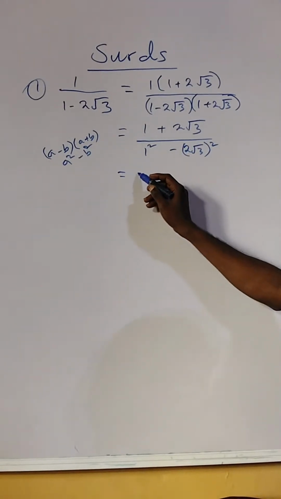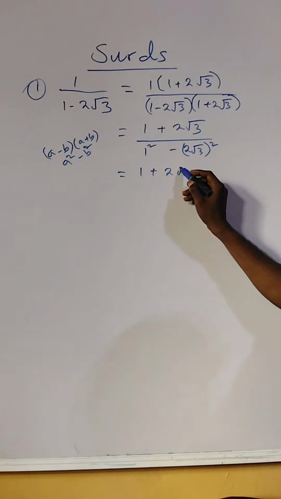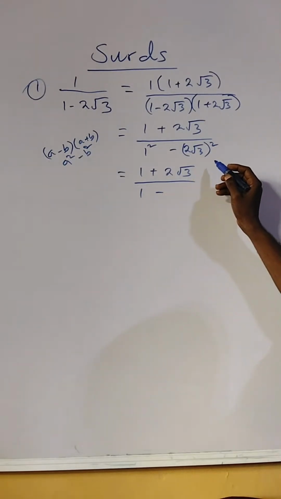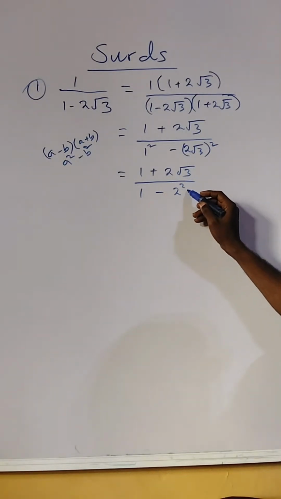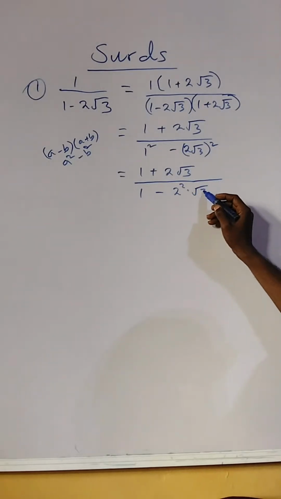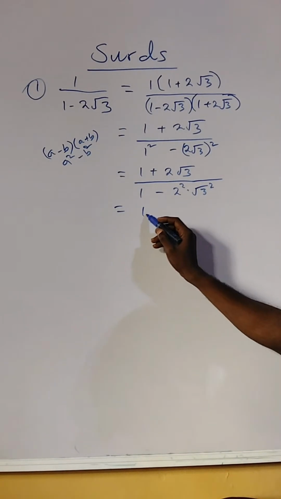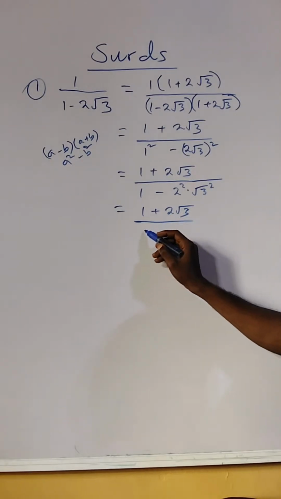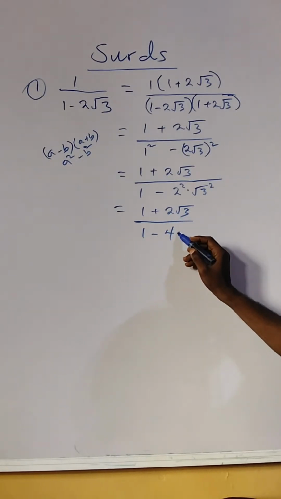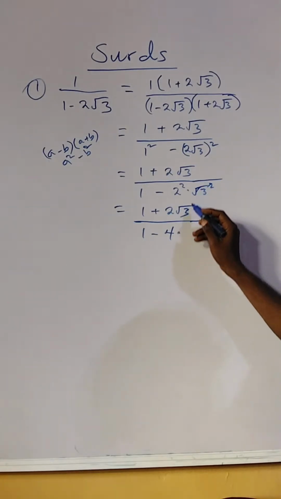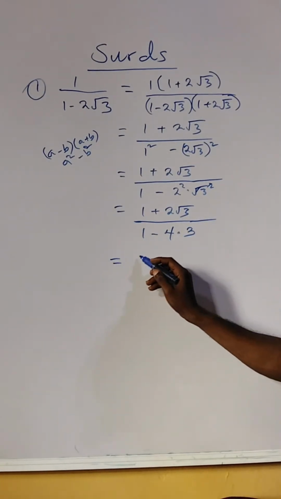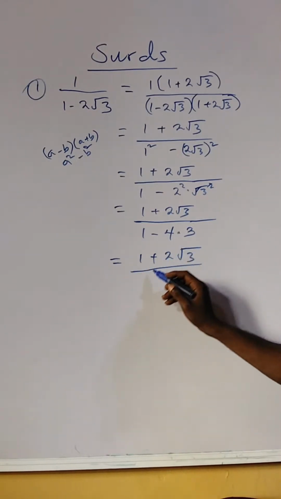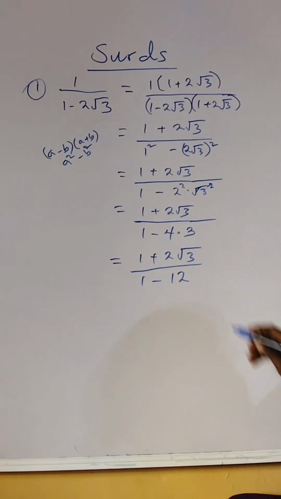That is, here we have 1 plus 2 root 3 over 1 squared, that's 1, minus this square affects 2, that's 2 squared, then times also affects root 3, that's root 3 squared. That is, here we have 1 plus 2 root 3 divided by 1 minus 2 squared, that's 4, then times root 3 squared, square cancels square root, we have 3. That is, 1 plus 2 root 3 divided by 1 minus 4 times 3, 12.